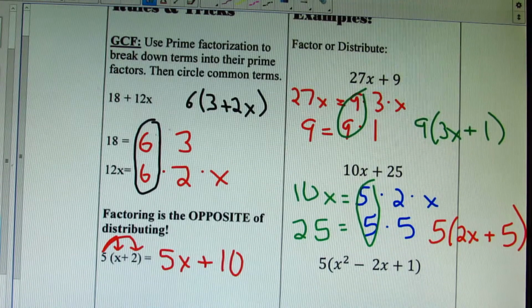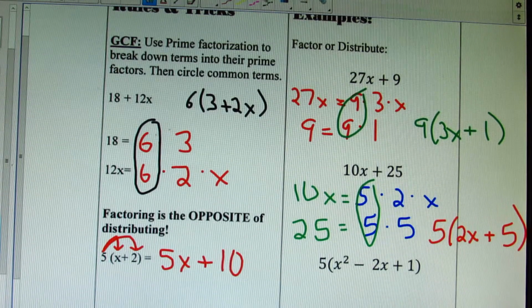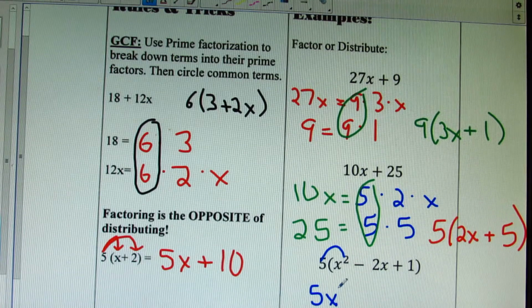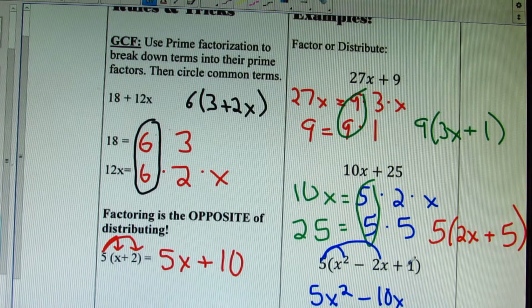And the last one is just a big distributing problem. I'm just going to distribute. 5 times x squared, 5 times a negative 2x, and 5 times a positive 1. And there you have it.